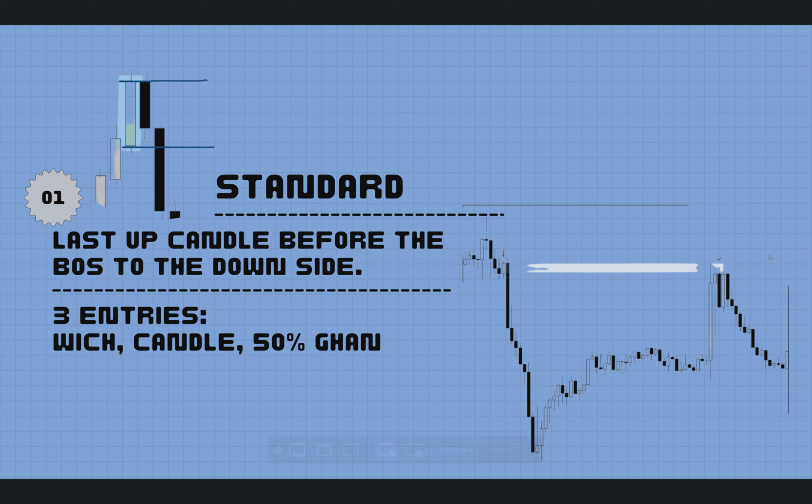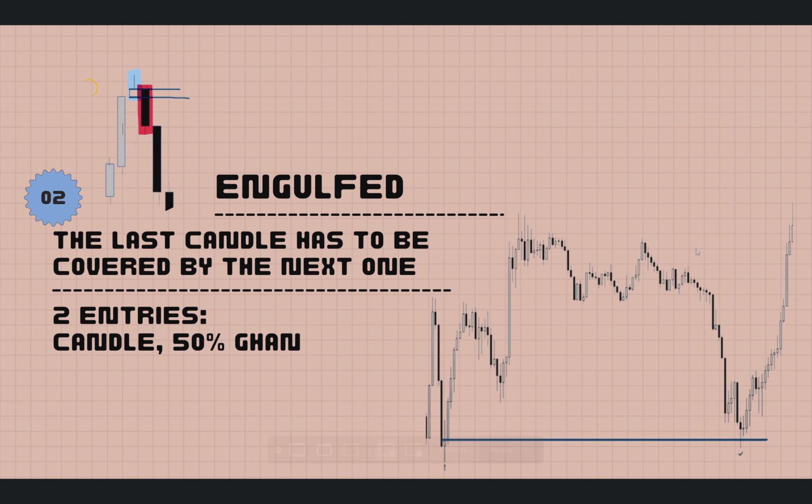Let's go ahead and get started with the second type of order block, which is called the engulfed order block. The last candle has to be covered by the next one. It's very similar to the previous order block, although with this one, it doesn't really matter which color the candle is, which color the body is. It doesn't matter if it is an inside bar candle or an up or down candle, the whole candle must be engulfed by the next one.